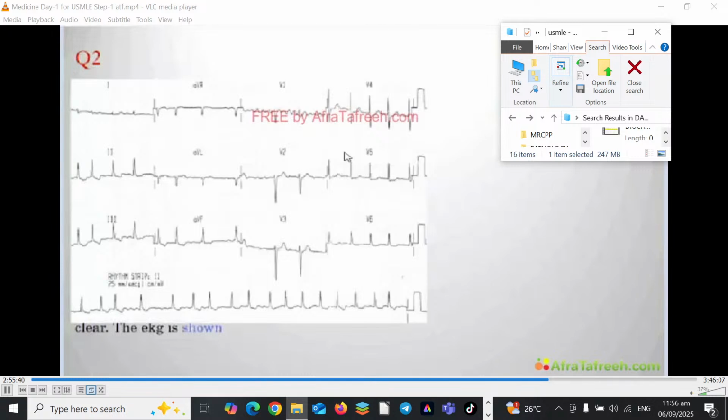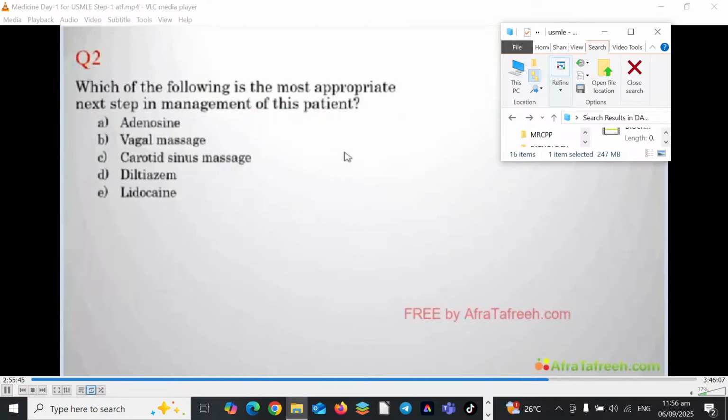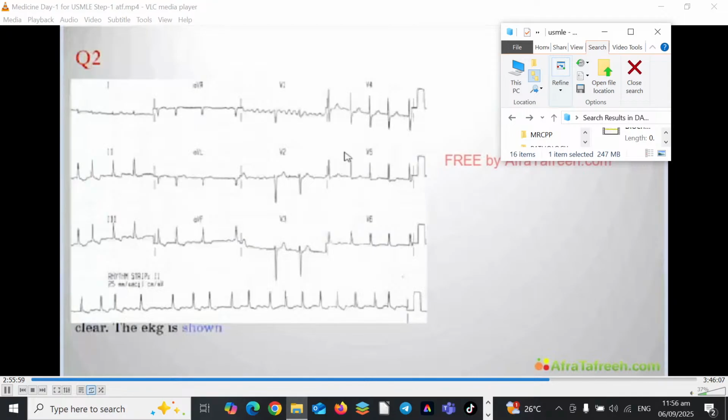Before we try to answer the EKG, let's complete the question. What is the most appropriate next step in management of this patient? As Step 1 aspirants, I would say you can skip the management part, but what is more important is the diagnosis. To approach the diagnosis, first ask yourself the questions you have been taught. What is the axis? What is the rhythm? And what is the rate? Try and answer this. What is the axis of this EKG?